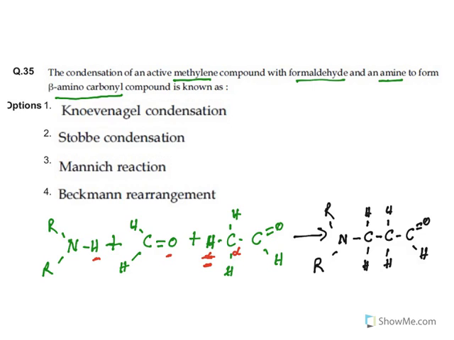Now see, what is this compound? The carbonyl compound's adjacent carbon is the alpha carbon, and this is the beta carbon. So what is the compound you have essentially formed? At beta you have an amine and this is carbonyl. So this is a beta amino carbonyl compound and this is the Mannich reaction. The product which is formed is known as Mannich base. So the question is about the Mannich reaction.